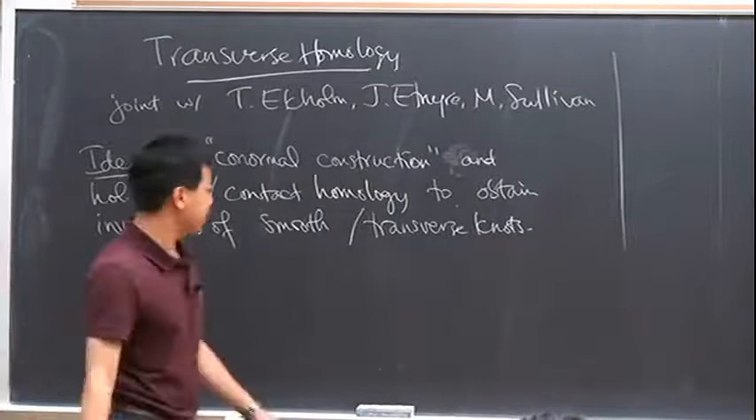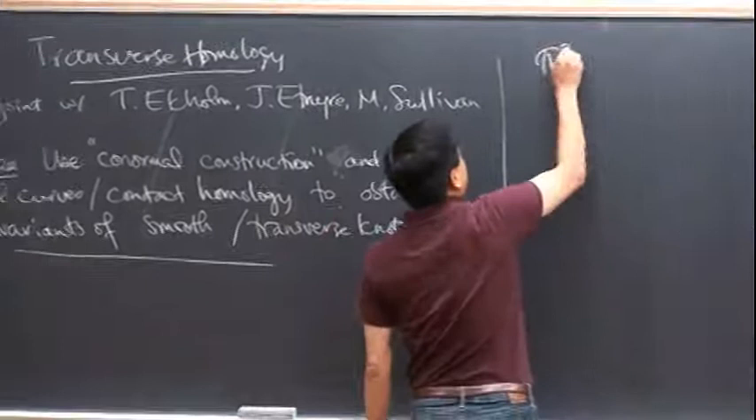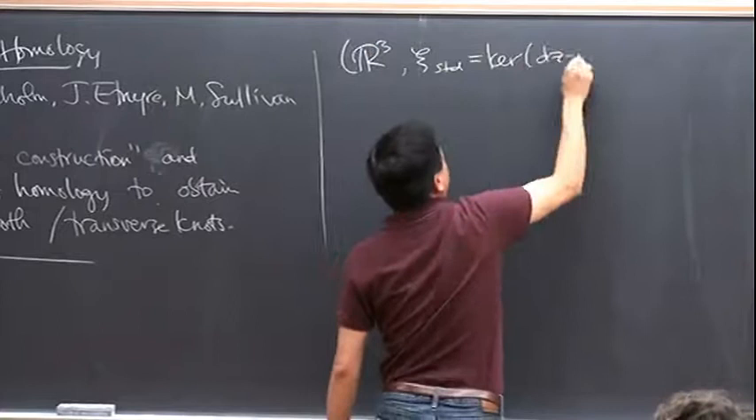So everybody knows what a smooth knot is, so maybe I'll remind you what a transverse knot is. And I'm going to use a very specific situation. I'm going to consider R3 with the standard contact structure. The standard contact structure is a two-plane distribution in R3, which is the kernel of the one-form dz minus y dx. And that's all you need to know about it.